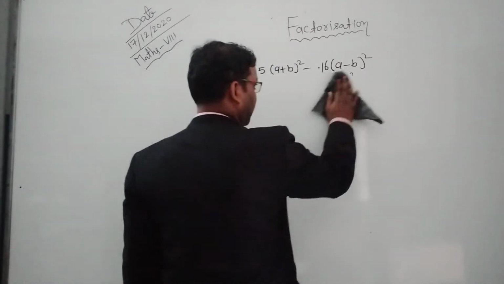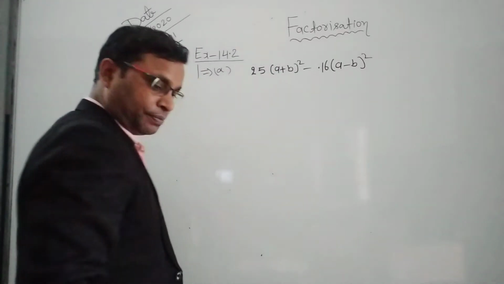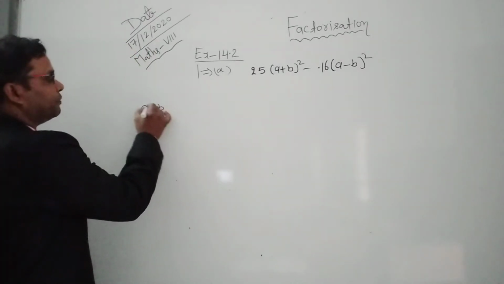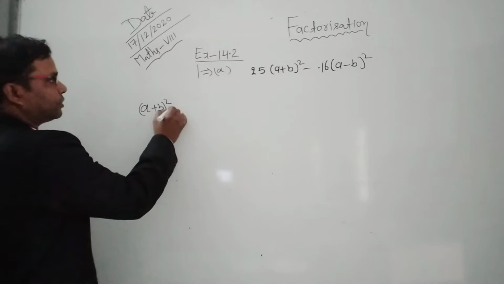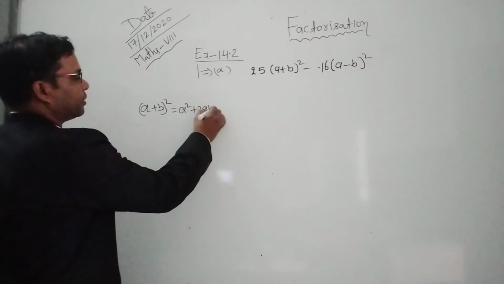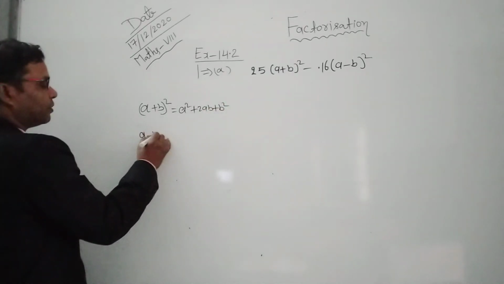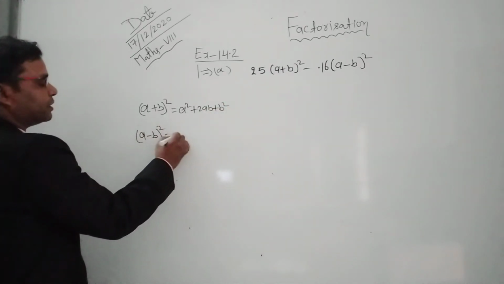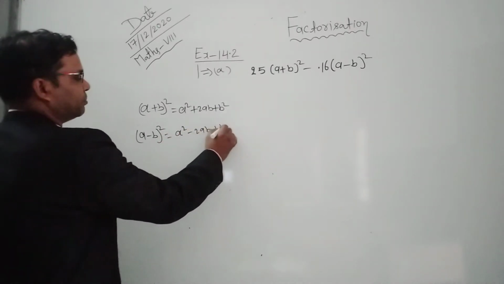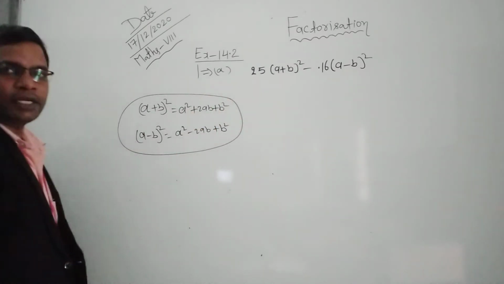So first, what is the first identity? First identity is that whole square of a plus b is equal to a square plus 2ab plus b square. This is the first identity. And the second identity: whole square of a minus b is equal to a square minus 2ab plus b square. Okay, this is clear now.